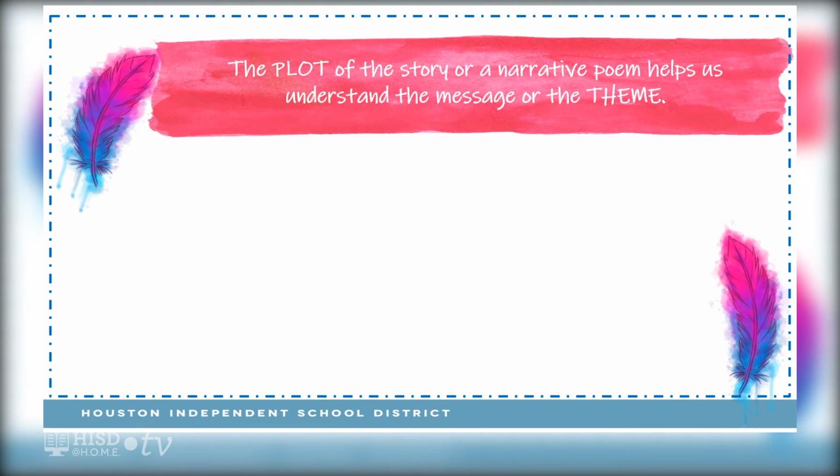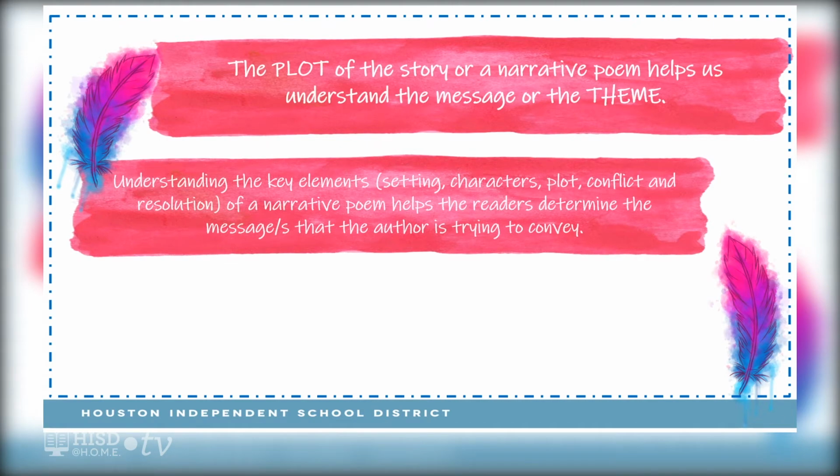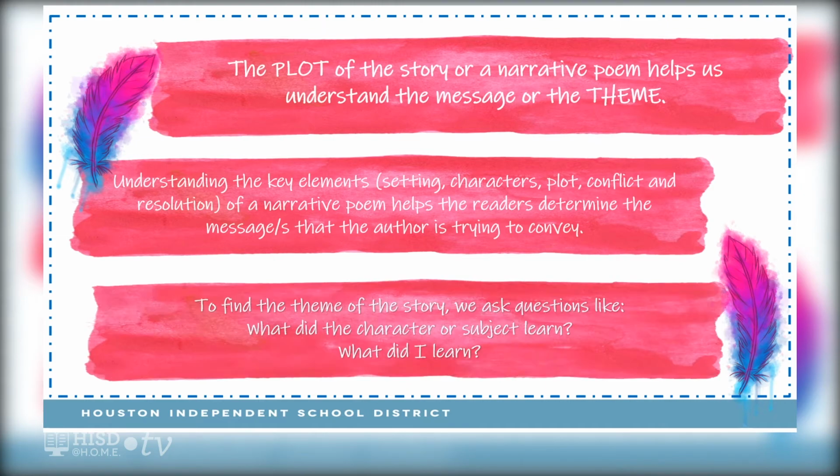The plot of the story or a narrative poem helps us understand the message or the theme. Understanding the key elements like setting, characters, plot, conflict, and resolution of a narrative poem helps the reader determine the message or the messages that the author is trying to convey. To find the theme of the story, we ask questions like, what did the character or subject learn? What did I learn?